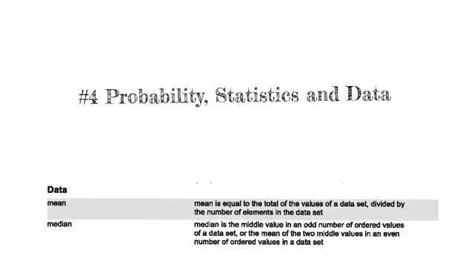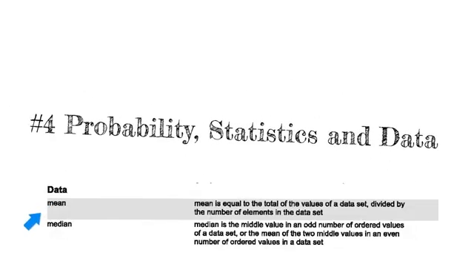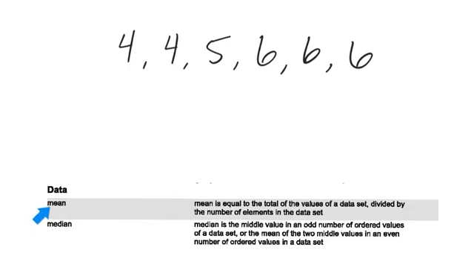Concept number 4, probability, statistics, and data. Mean is the average. Add the values that you have, divide by how many entries, and that's the average. The median is the middle number when ordered from least to greatest. If you have an even number of entries, find the average of those two middle values.